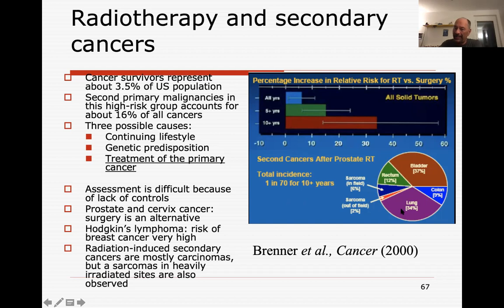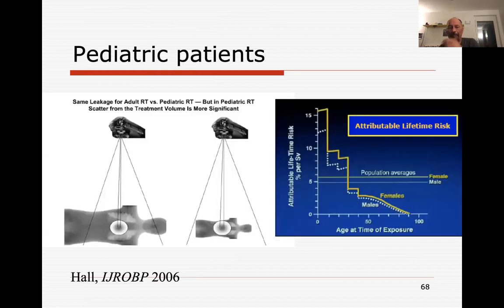And the second cancers, you see, surprisingly, there are cancers that are obviously in the field, like sarcomas. Rectum makes sense because you have the rectum in the field, bladder makes sense because you have the bladder in the field, colon makes sense because you have the colon essentially in the field. But then you have a lot of lung cancers and a lot of sarcomas that are definitely out of the field. So that's a little bit more difficult to understand, but we will go into that.